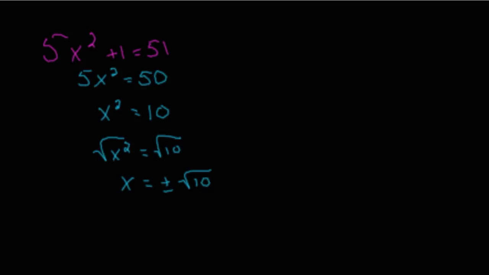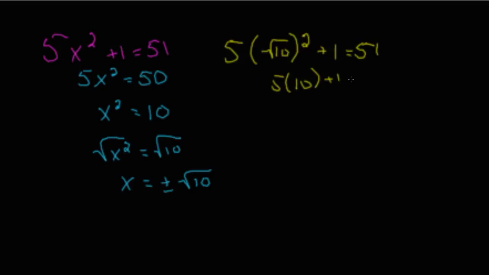Now we can plug these back into our original equation to make sure we don't have a solution that makes our equation not true. So we'll have 5 times the square root of 10 squared plus 1 equals 51. Well, square root of 10 squared is 10. And then 5 times 10 is 50. 50 plus 1 is 51, so that checks out.